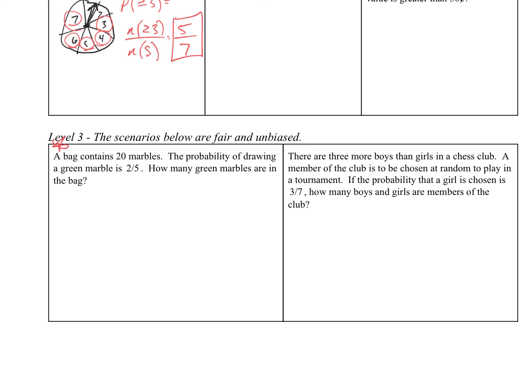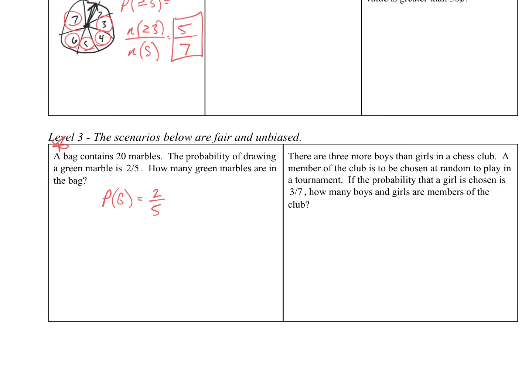All right, and now level 3. So we're going to need to think here. A bag contains 20 marbles, and the probability of drawing a green marble is 2/5. So I'm just going to make note of that. The probability of a green marble being drawn, they've told us already, is 2/5. And they know that the bag contains 20 marbles.